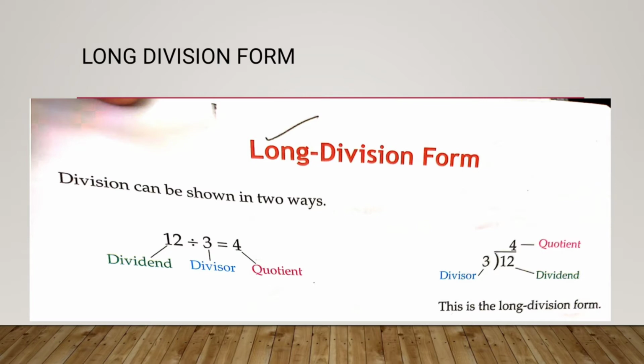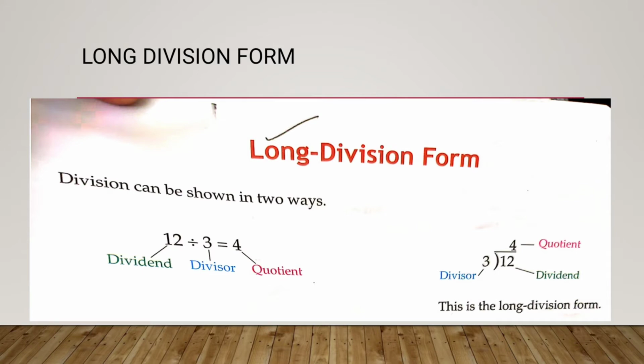Children, division can be shown in two ways. The first method we have already done in the previous class, and this method is known as the simple division method. Now let us learn how to divide with long division form. Children, here you have to divide 12 by 3. Here 12 is the dividend and 3 is the divisor.